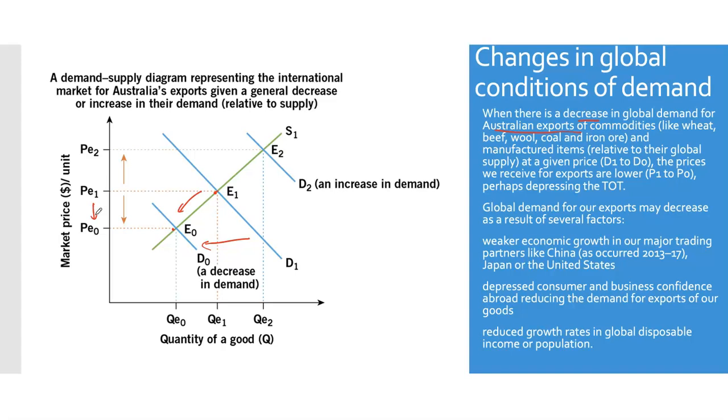What could result in this? For example, weaker economic growth in our major trading partners like China and Japan, and we saw that in our terms of trade going down in that time.